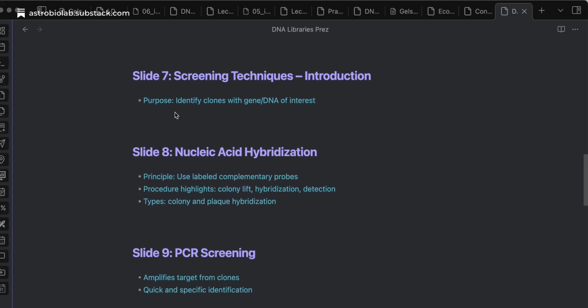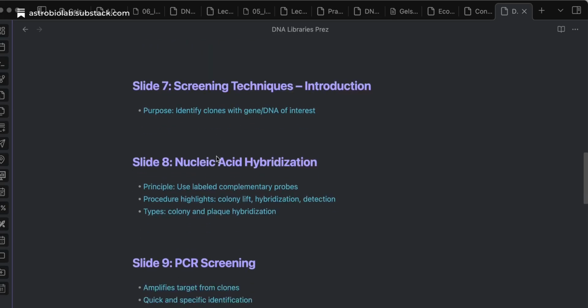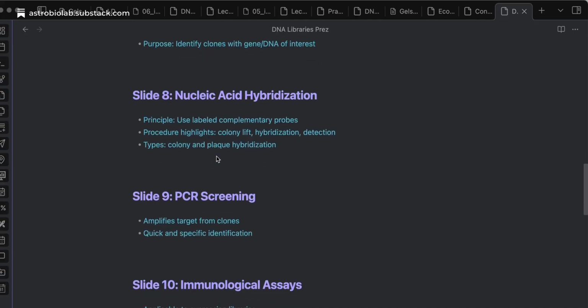So the whole purpose of screening is to identify the clones with the gene or the DNA of interest. So after you've made the library, it's useless if you can't screen it to look for the things that you want. So you've got different mechanisms of screening.